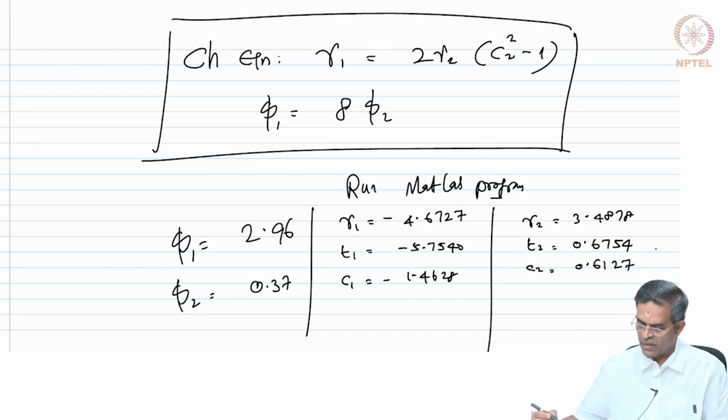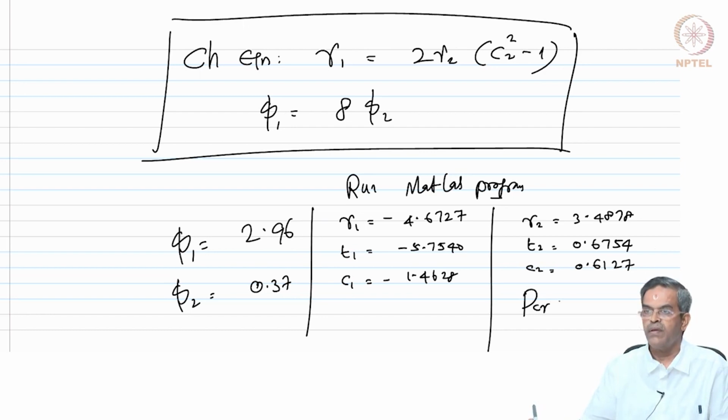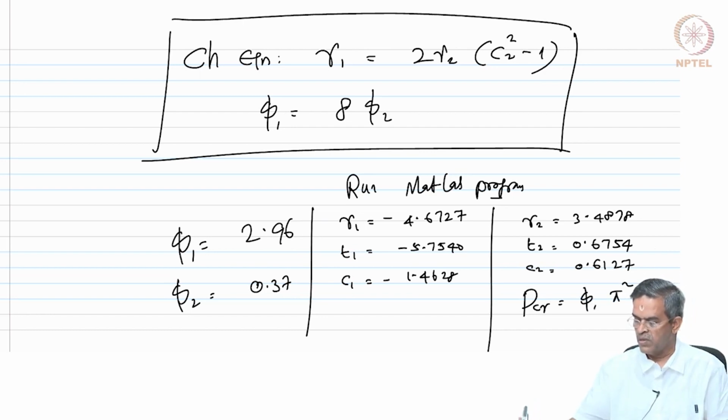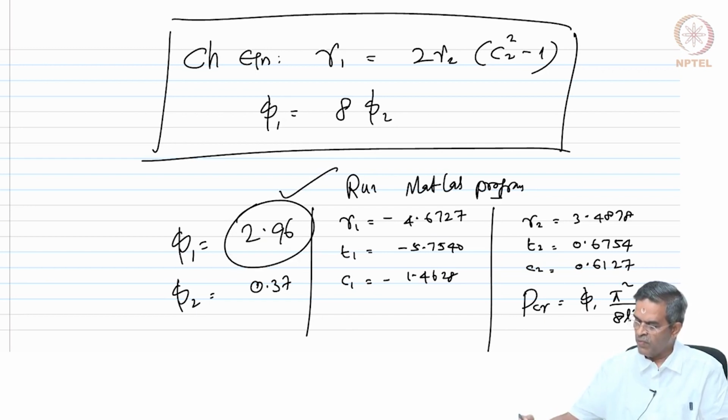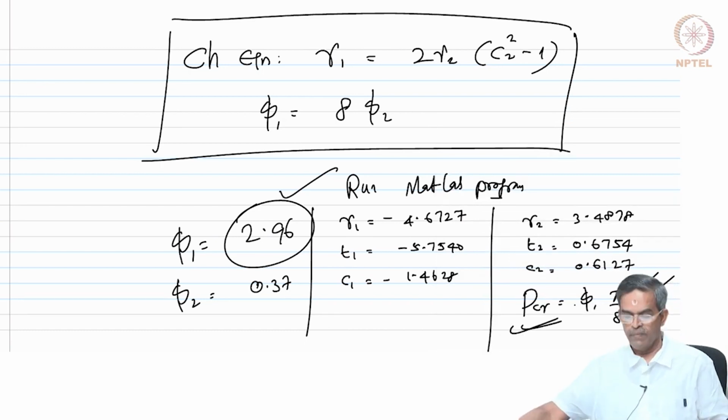So, now I can interpret P critical as phi 1 times pi square EI by 8 L square. So, we will be able to get the critical load because I know phi 1. If I know E, I and length, I can get the critical value, Euler's critical. It is very simple and straightforward.